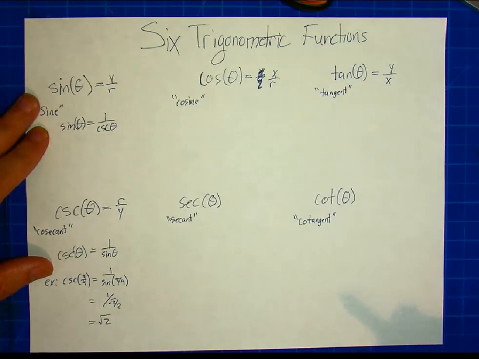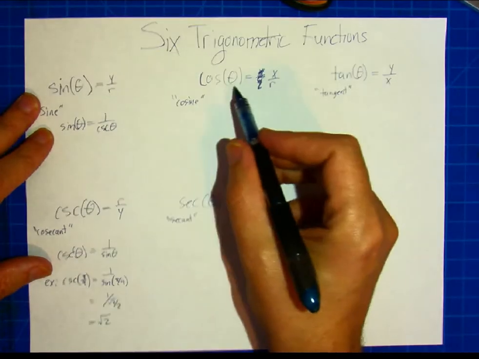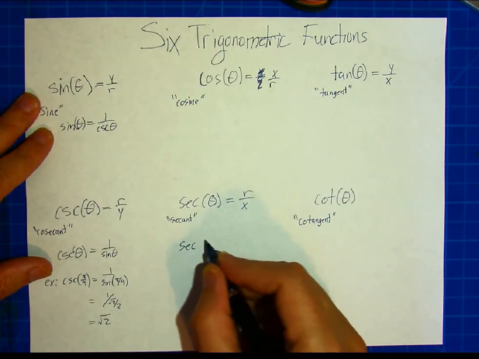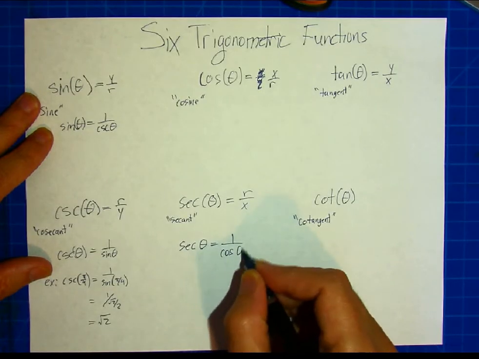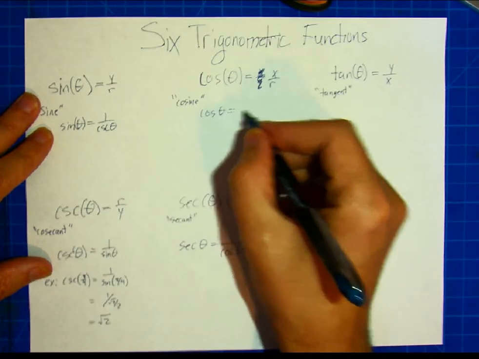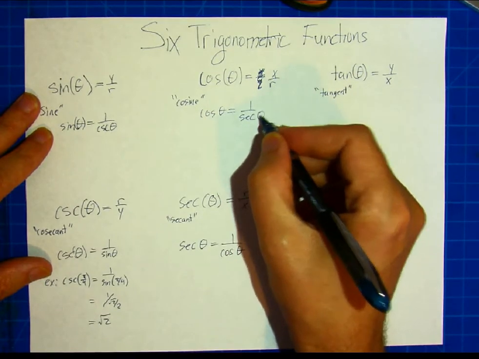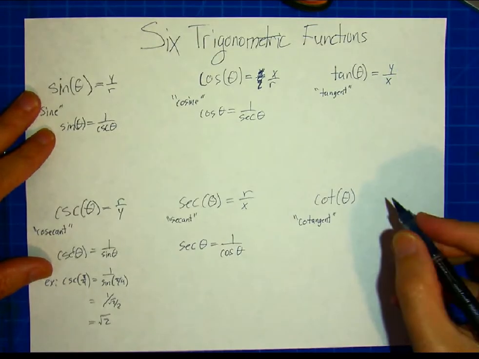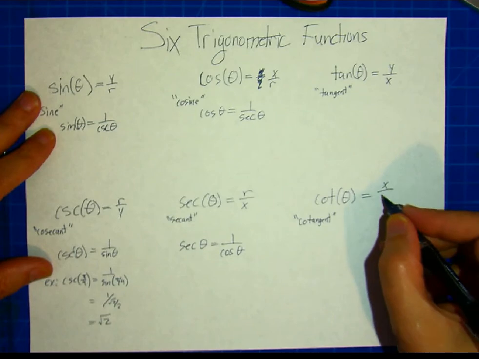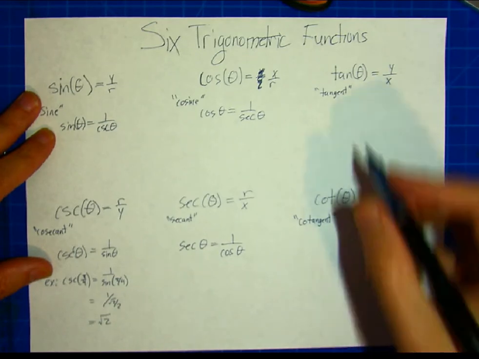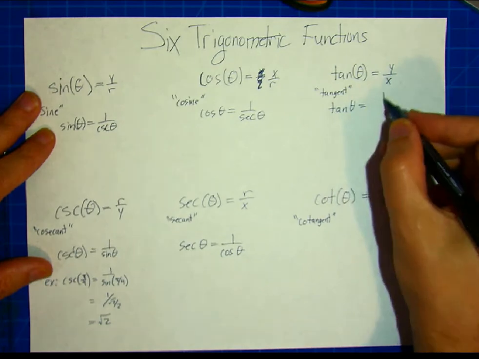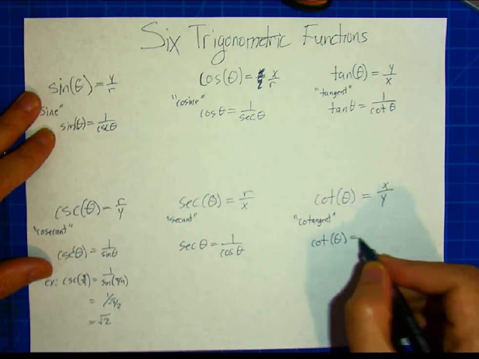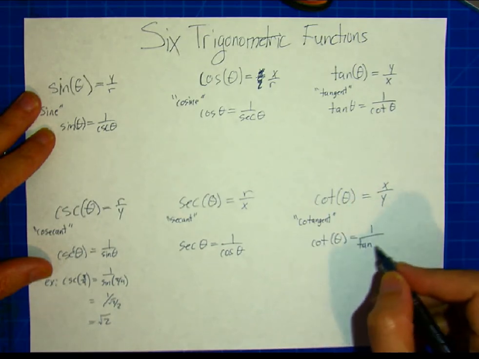Cosine and secant are also reciprocals of each other. So cosine of theta is x over r, secant of theta is r over x, which means secant of theta is 1 over cosine theta, and cosine theta is 1 over the secant of theta. Same thing with tangent and cotangent. If tangent of theta is y over x, cotangent of theta is x over y. And they're reciprocals of each other, so tangent of theta is 1 over the cotangent of theta, and the cotangent of theta is 1 over the tangent of theta.